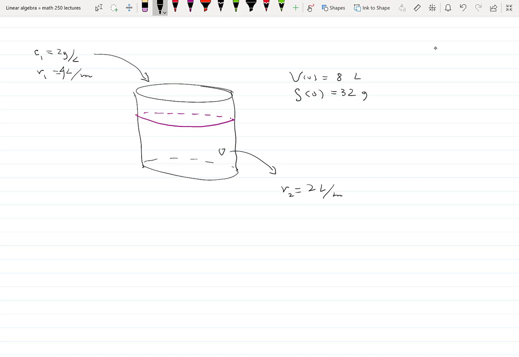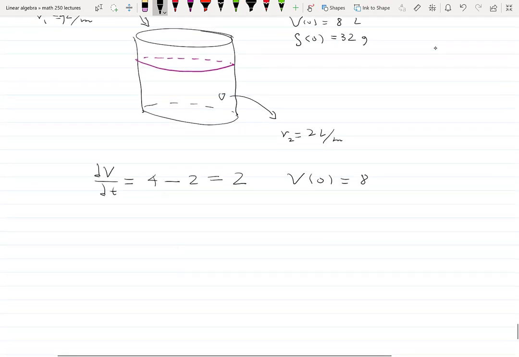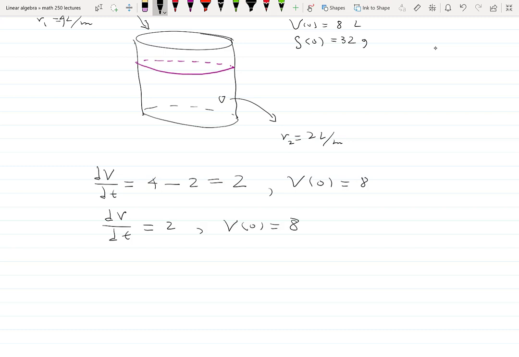So first of all, V. The rate of change of volume, dV/dt, is the rate at which liquid enters, 4, minus the rate at which liquid leaves, 2. So dV/dt equals 2, with the initial volume in the tank as 8 liters of liquid. Well, this differential equation is very simple. dV/dt equals 2, with the initial condition, so the initial value problem involving volume is very simple.